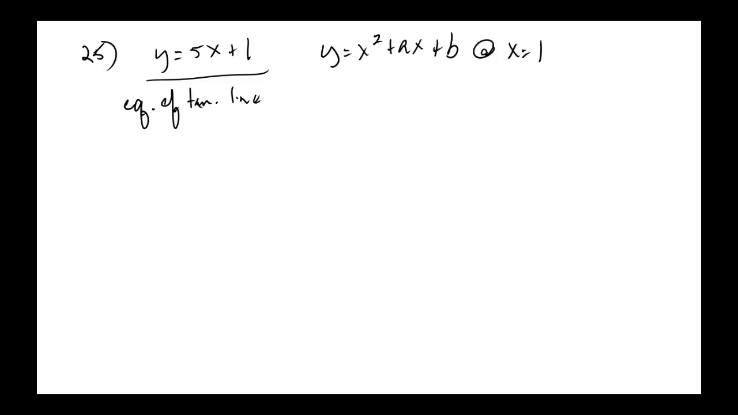Guess what we do first? Take a derivative. Y prime is equal to 2x plus a. Now, where we go from there, what we're looking for is a and b. That's what we're looking for.